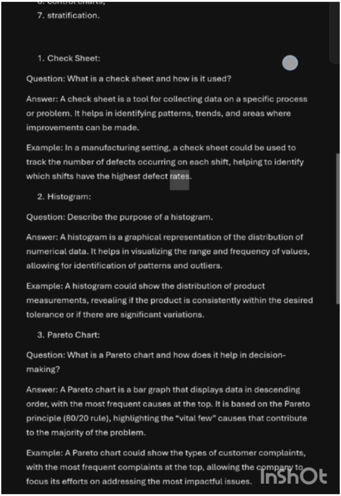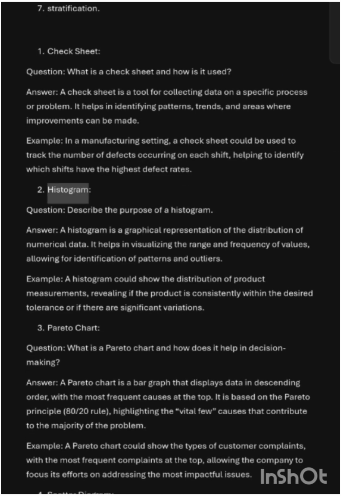2. Histogram. Question: describe the purpose of a histogram. Answer: a histogram is a graphical representation of the distribution of numerical data. It helps in visualizing the range and frequency of values, allowing for identification of patterns and outliers. Example: a histogram could show the distribution of product measurements, revealing if the product is consistently within the desired tolerance or if there are significant variations.